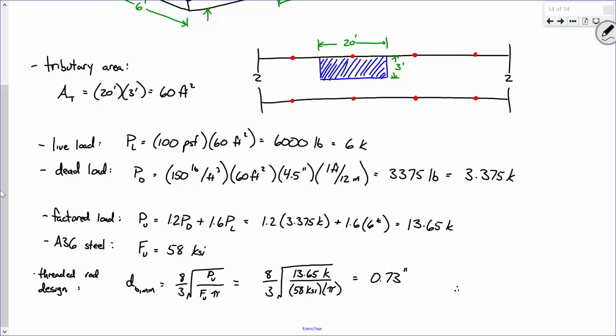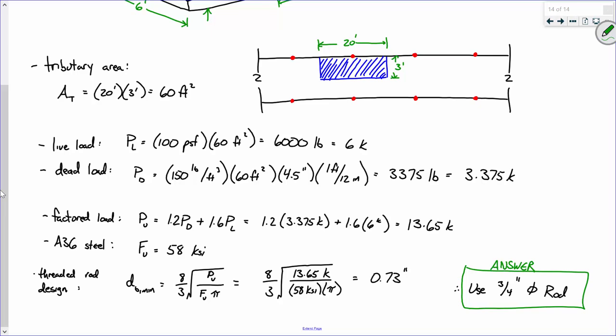So the answer is, and that's a word, right? Probably about? It's an abbreviation. Use a 3/4 inch diameter rod. And that's it. It's really that simple. Yeah, threaded rod design is not too complicated. It's pretty straightforward.